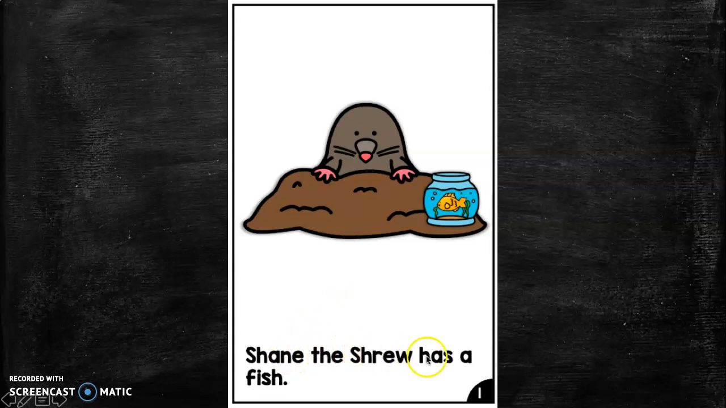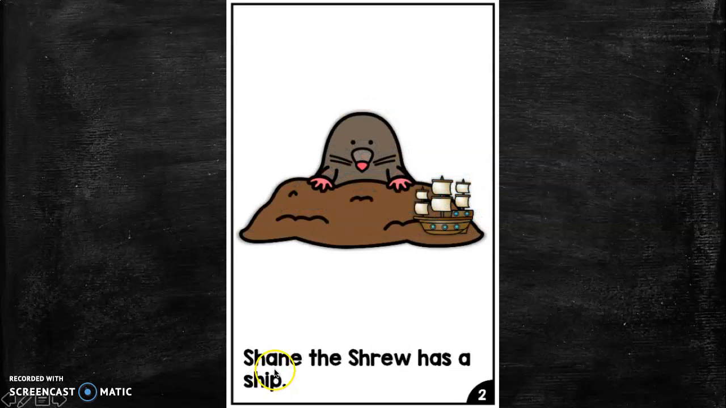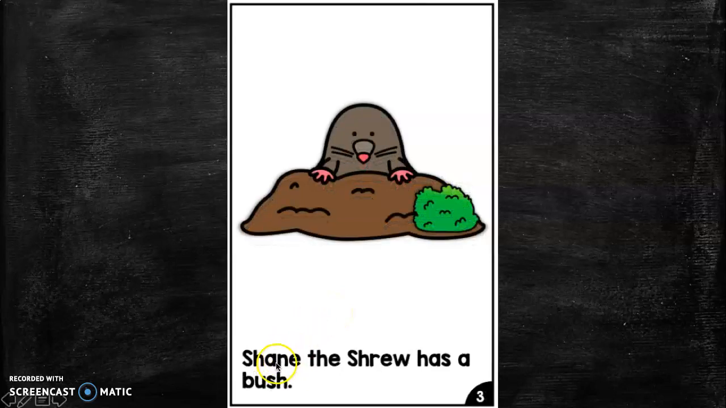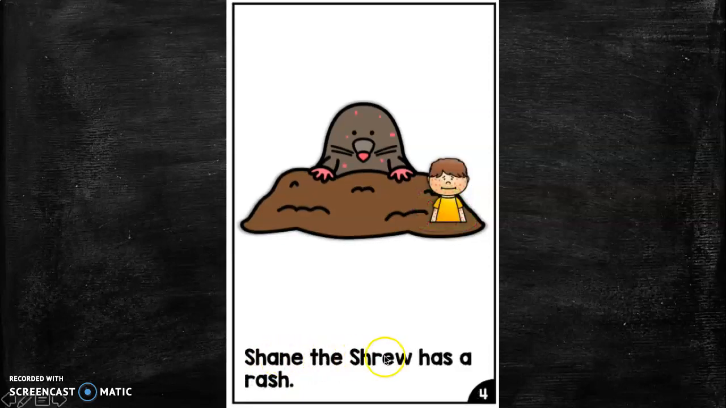Shaun the Shrew has a fish. Shaun the Shrew has a ship. Lucky shrew. Shaun the Shrew has a bush. Shaun the Shrew has a rash. Poor shrew, he's sick.